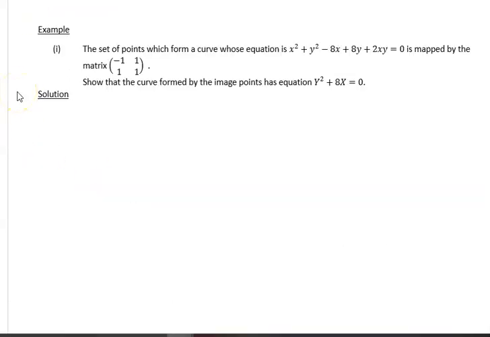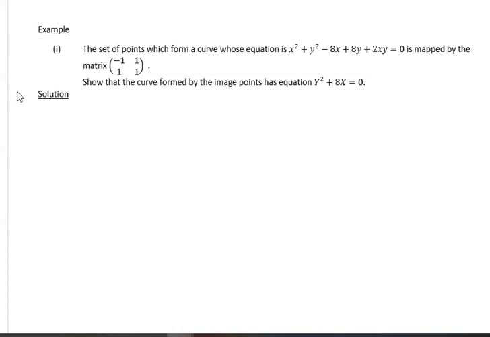Okay, next example is similar to the previous one. It says a set of points which form the curve whose equation is x squared plus y squared minus 8x plus 8y plus 2xy equals 0 is mapped by the matrix minus 1, 1, 1, 1. Show that the curve formed by the image points has equation y squared plus 8x equals 0.